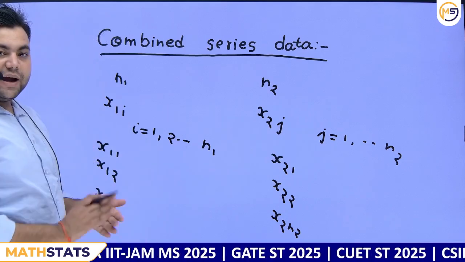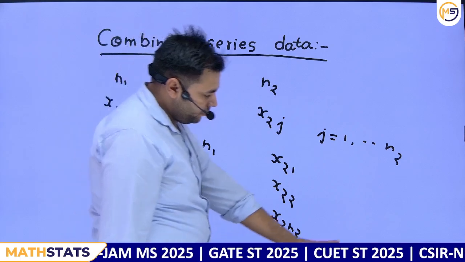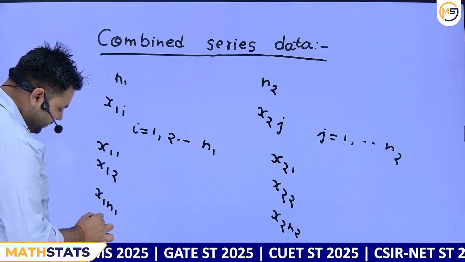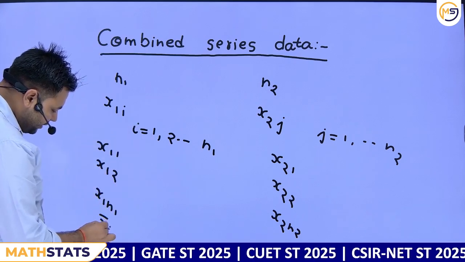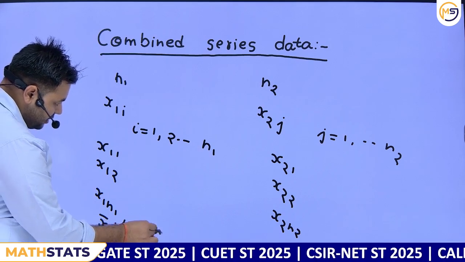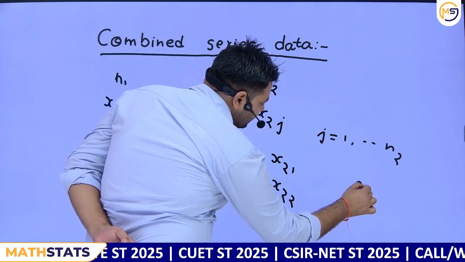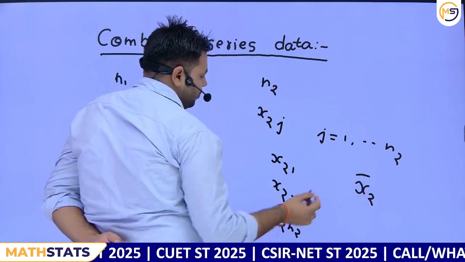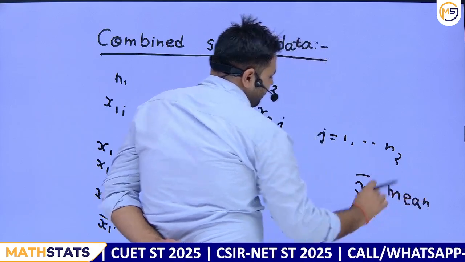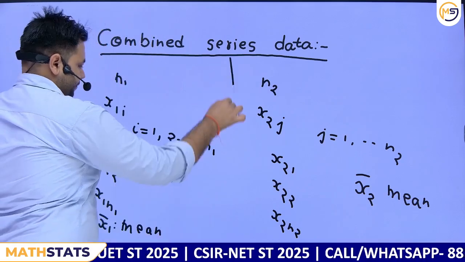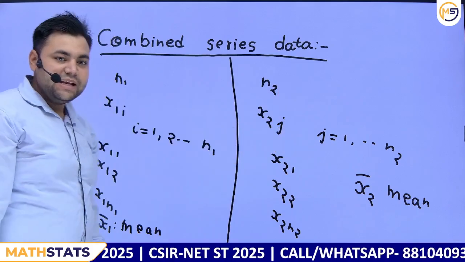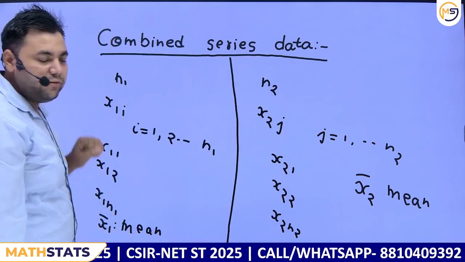Now what is the combined mean of this data? And remember this thing. The mean of this data is x bar 1. This is mean. And the mean of this data is x bar 2. This is mean. Okay. x2 bar is the mean of n2 observations and x1 bar is the mean of n1 observations.